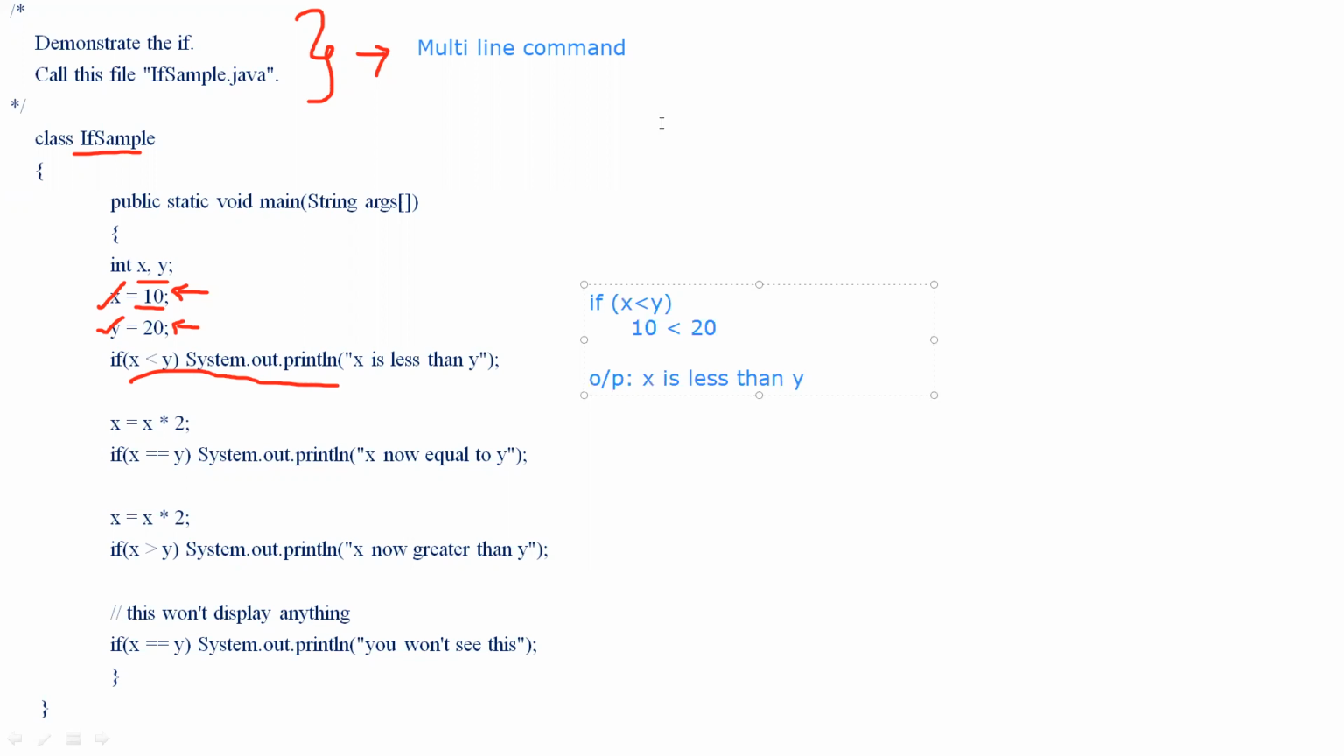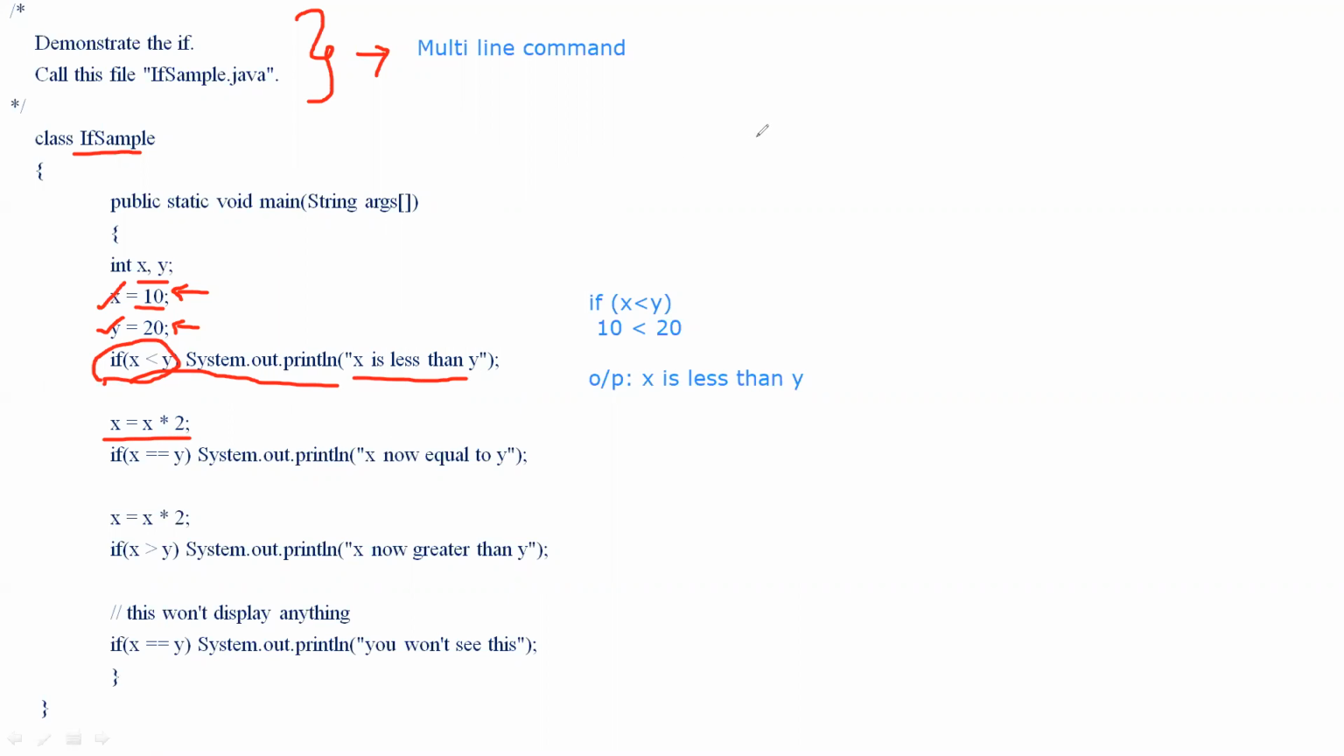Since the value of x is less than y, it will print the statement that x is less than y. Since the value of x is 10 and the value of y is 20, x is less than 20, so it prints that x is less than y. Once executing this, it will move on to the next statement, which changes the value of x to a multiple of 2.